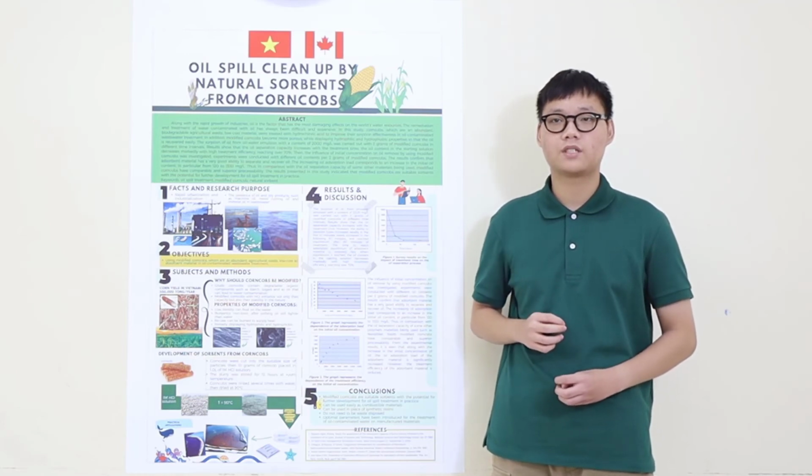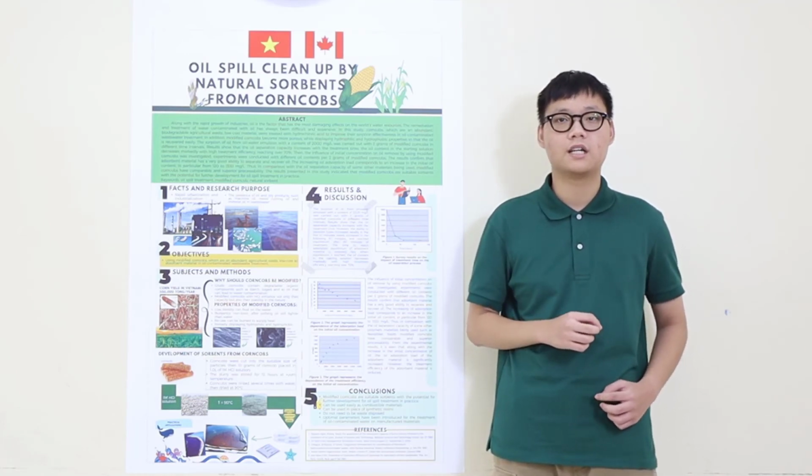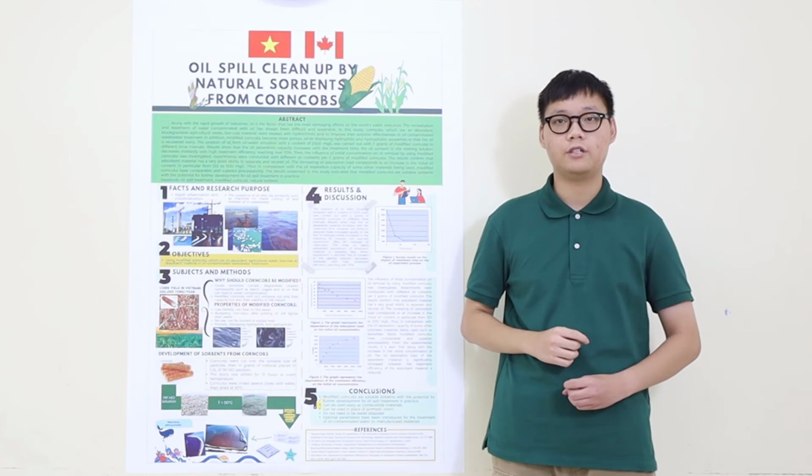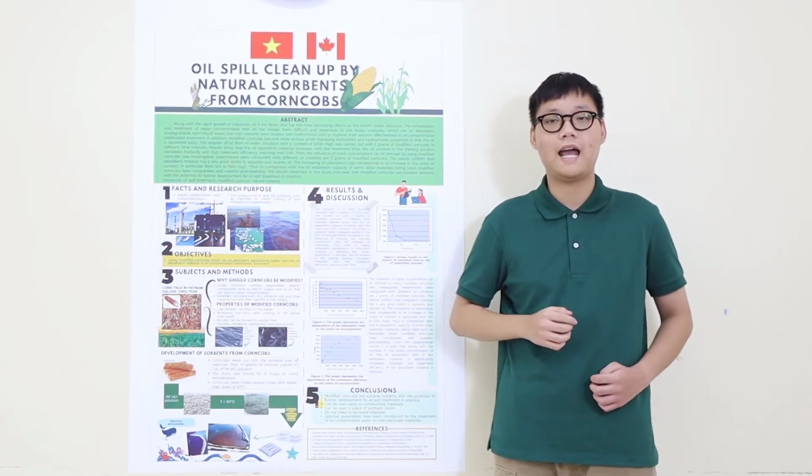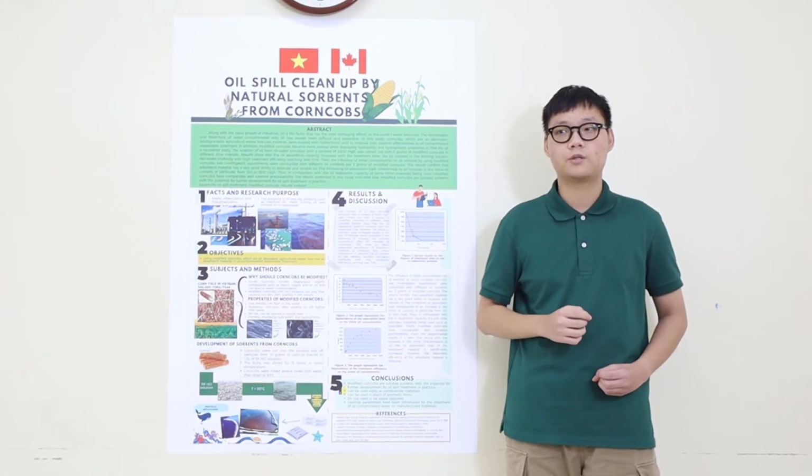And the corn cobs saturated with oil and oily products have high calorific values, so they can be easily used as combustible materials and do not need to be disposed of as waste.